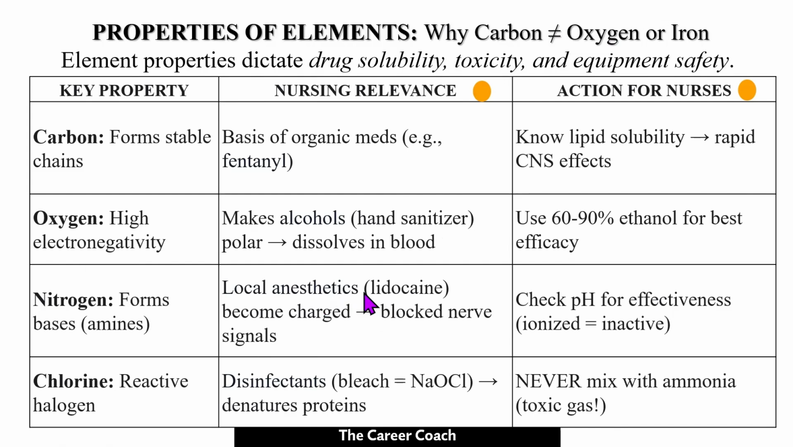Neutral nitrogen is lipid soluble, so it enters into the body. However, once it enters the body, it becomes ionized because it will mix with water components, and even blood. So it will ionize, thereby blocking nerve signals such as your sodium signals, and this will prevent pain. This will prevent the patient from feeling pain.